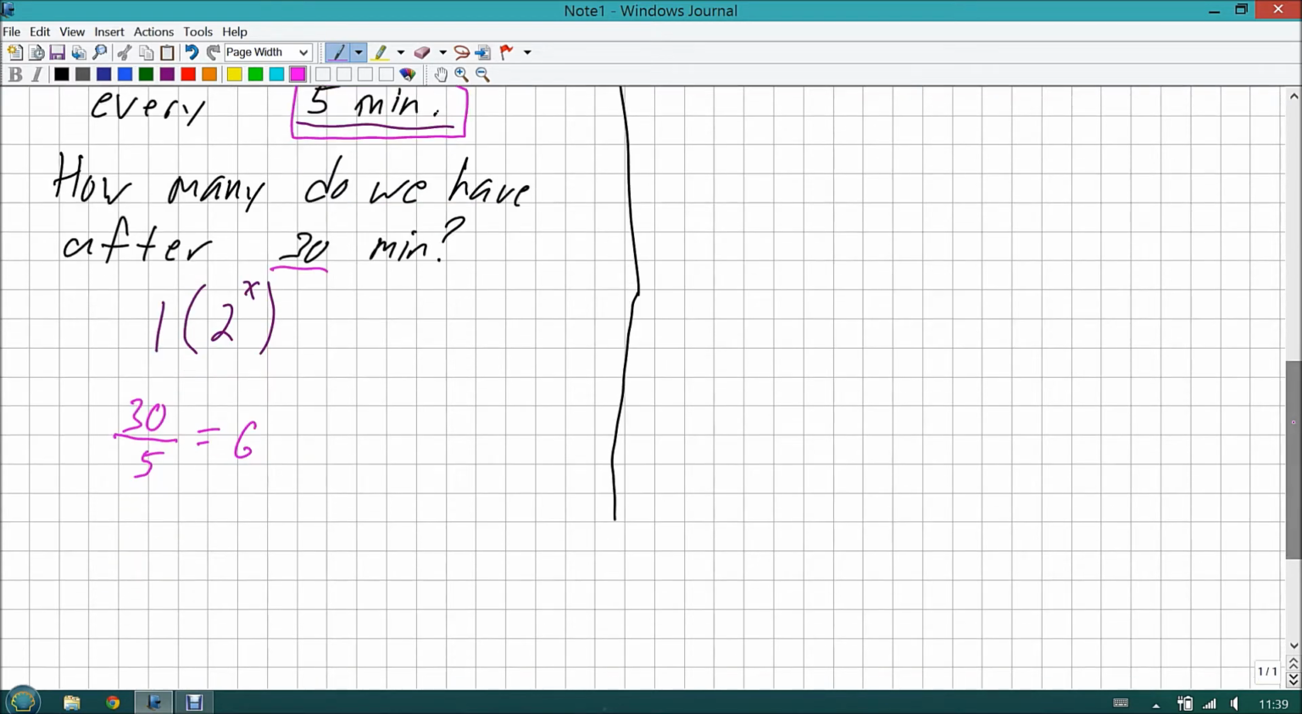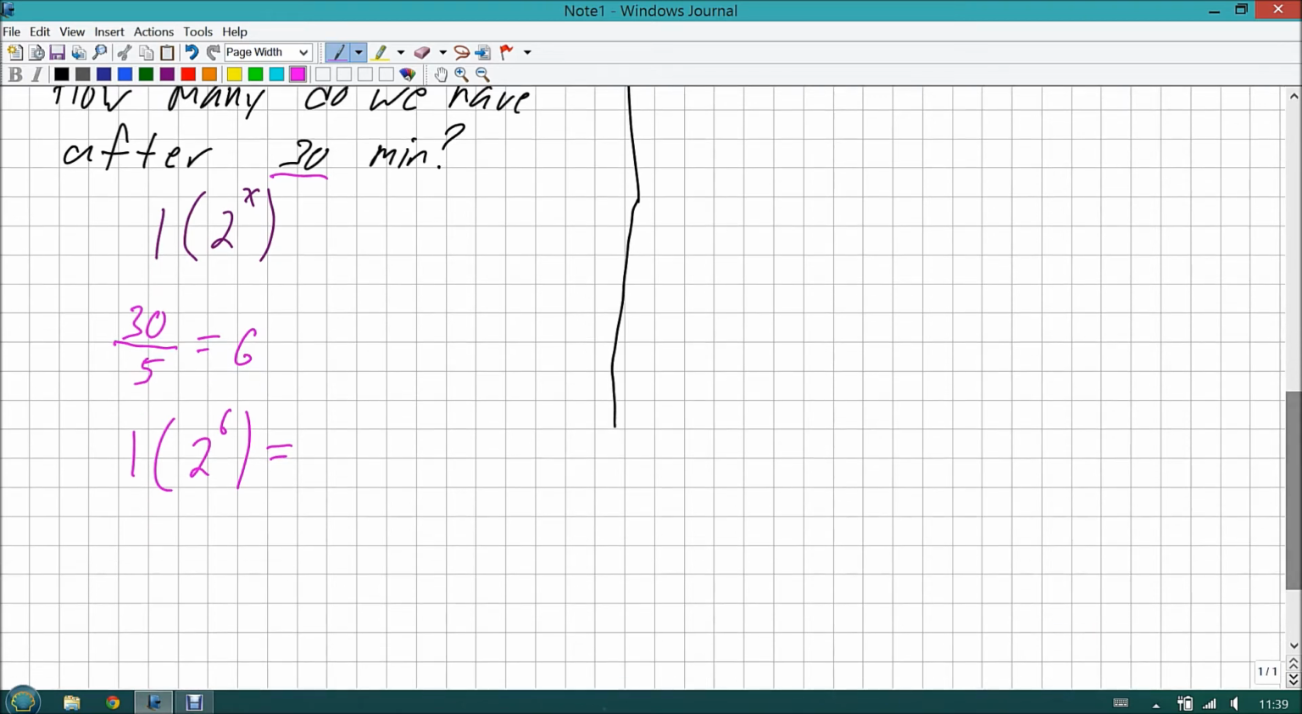That means that we will have 1 times 2 to the 6th power, and that should be how many bacteria we have in our petri dish at the end. Now, to do 2 to the 6th power, that's actually kind of difficult to do in your head, but there is a trick to it.